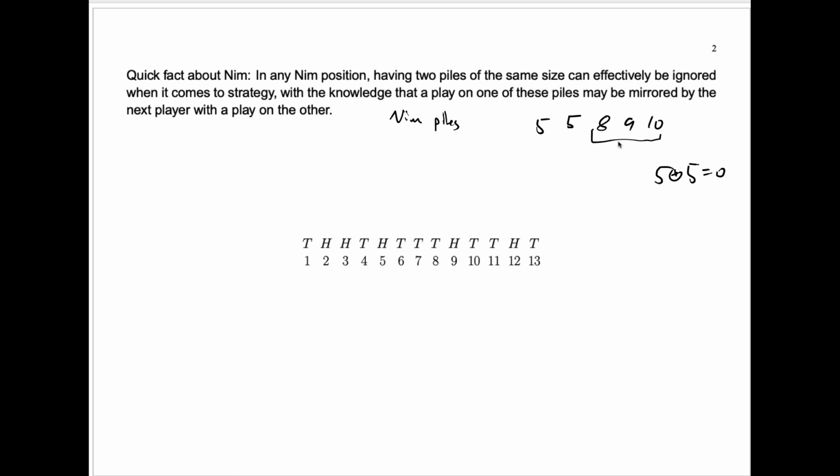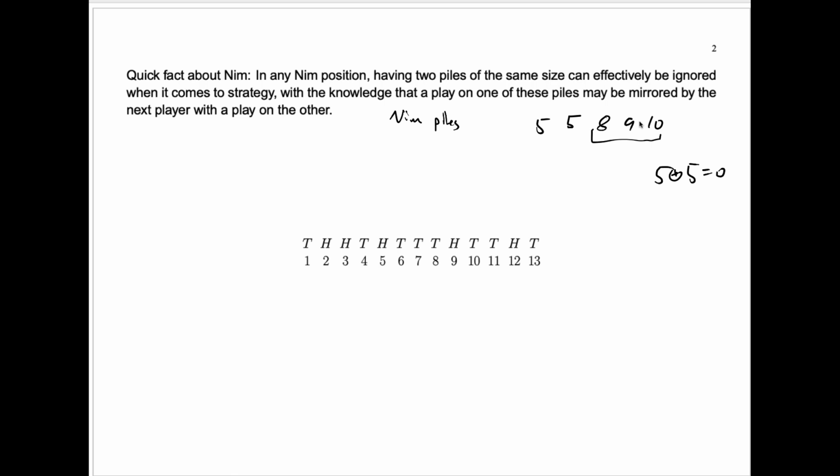If you're looking for a winning move, for example, this is an N position, there is a proper move to guarantee a win if you're the player who goes next and you play perfectly after that. You really just have to look at the 8, 9, 10 and you can move from that. If another player plays from one of the 5s, you can just mirror the move with the other 5 and then just continue to ignore those, and really the gameplay is with the 8, 9, and 10.